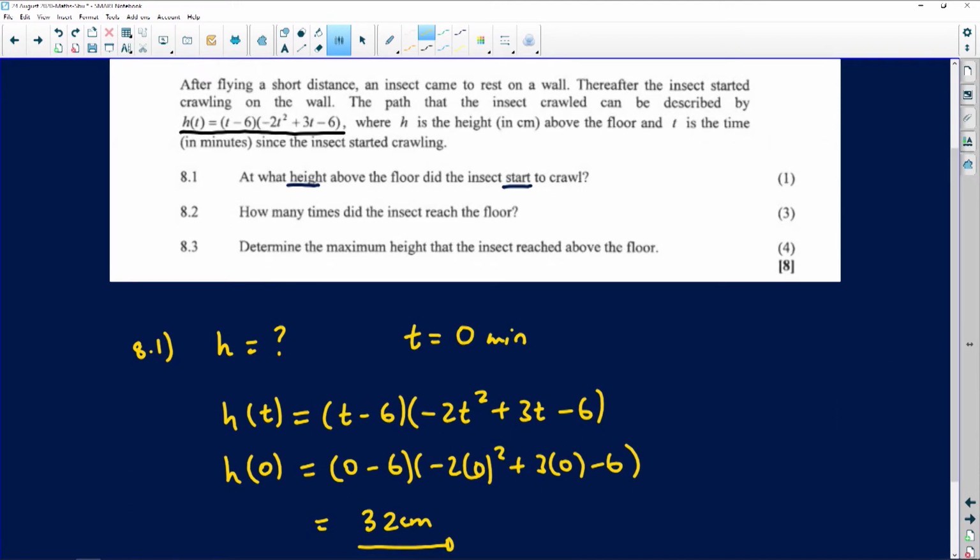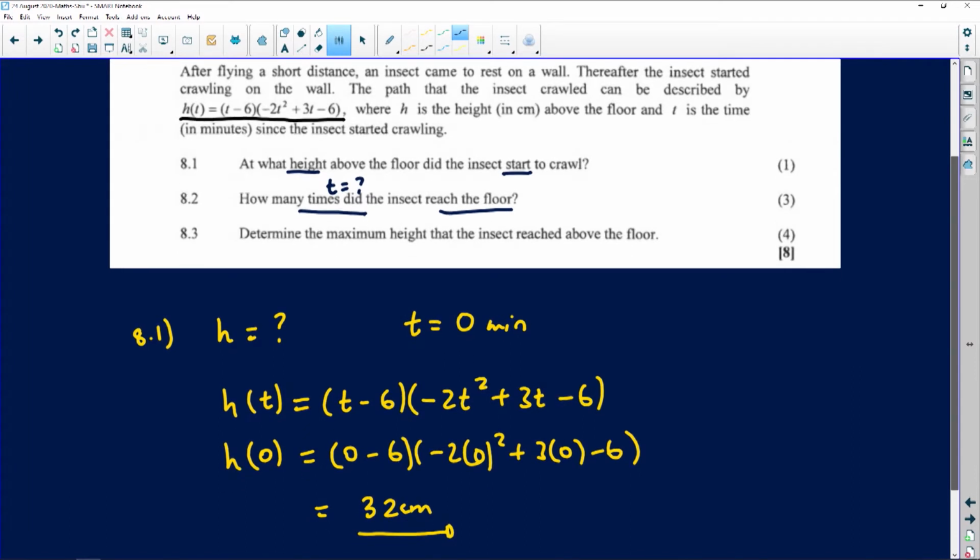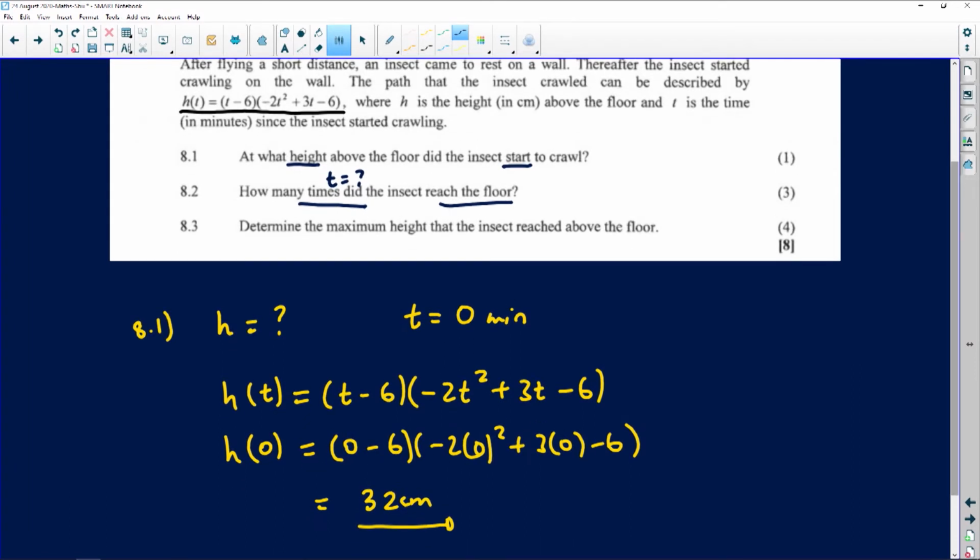Question 8.2. How many times did the insect reach the floor? Keywords again: how many times. We're asking how frequently this thing reached the floor. Now, if you're asking me for times, you've got to give me the height somewhere. Think about this question very carefully. We're only dealing with two variables, height versus time. If you're asking for height, you must give me time. If you're asking for time, you must give me height. That's how it goes.